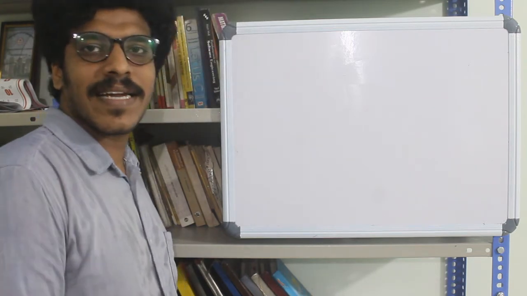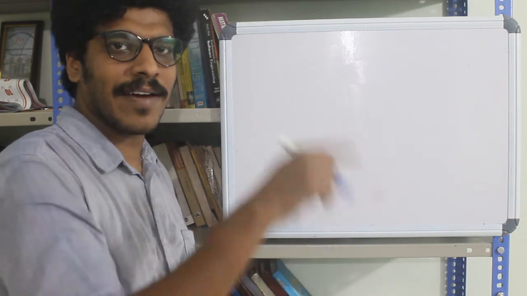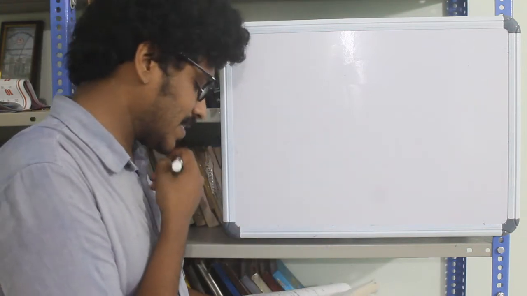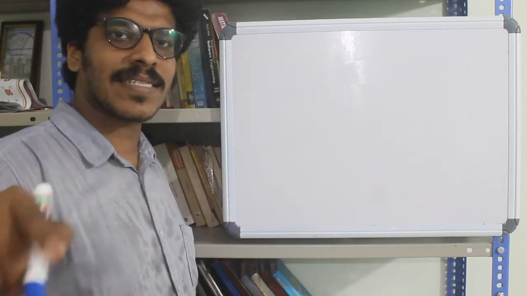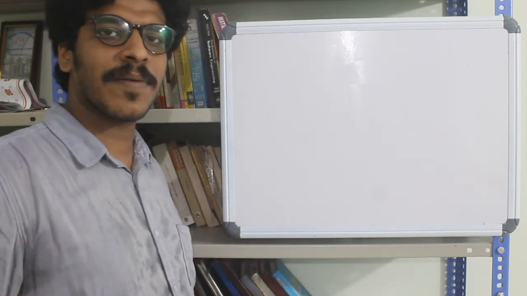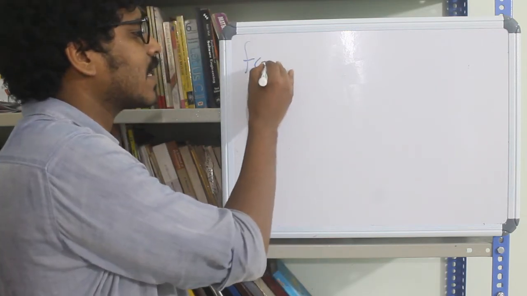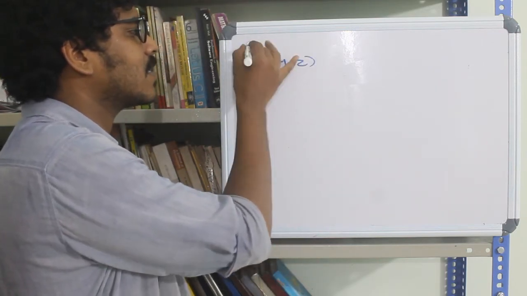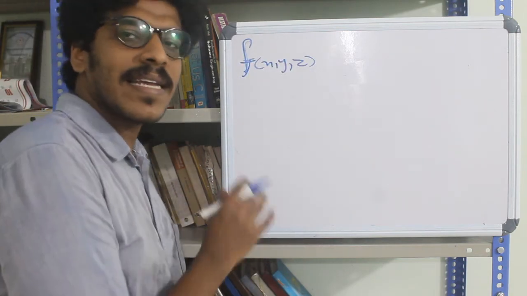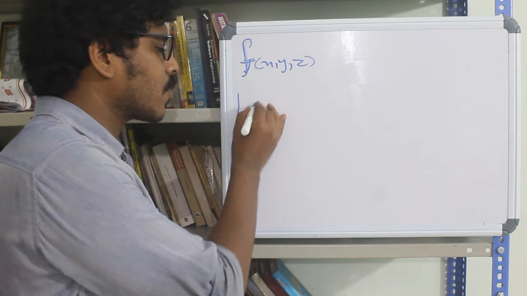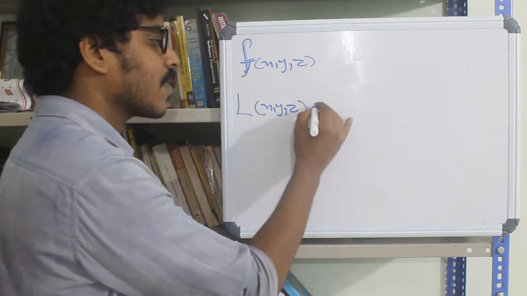We have seen the linearization of a function. I think you remember the formula, like fx at x naught, y naught into x minus x naught plus fy at x naught, y naught into y minus y naught. So what happens if we have a function of three variables, say f of x, y, z? Suppose we have a function of three variables. How does the linearization of this function, say L of x, y, z, look like?